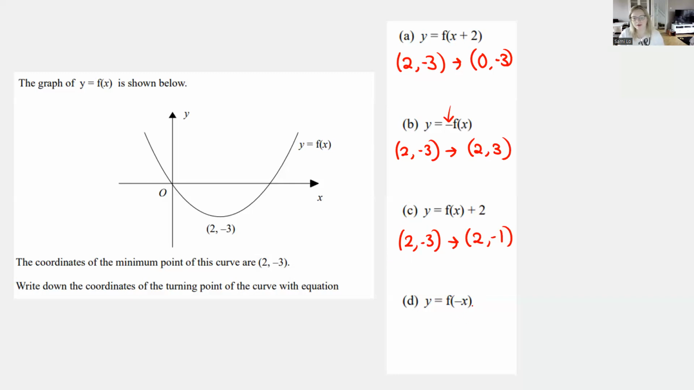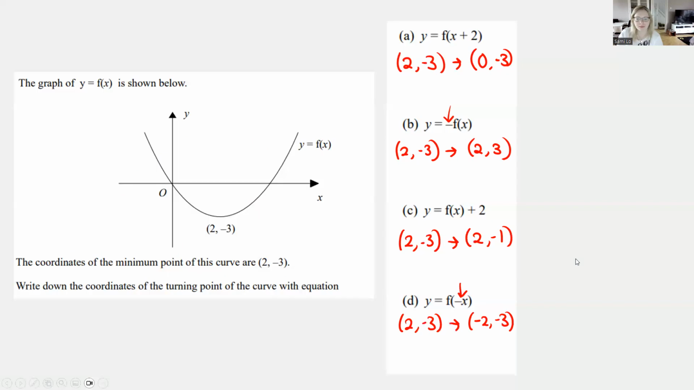And the last one, it's inside the brackets, so we're flipping in the y-axis. So we currently got 2 minus 3. It's now going to become minus 2 minus 3. Okay, I hope that helped. One more. Check your answers.